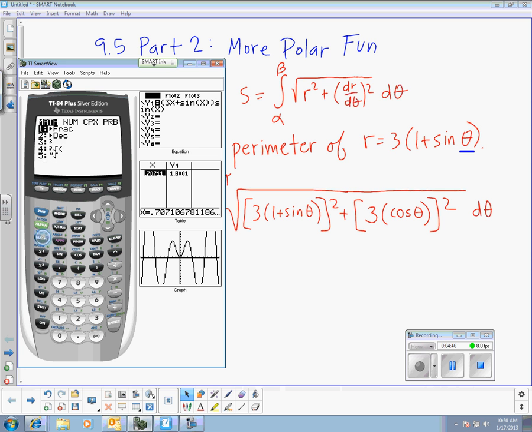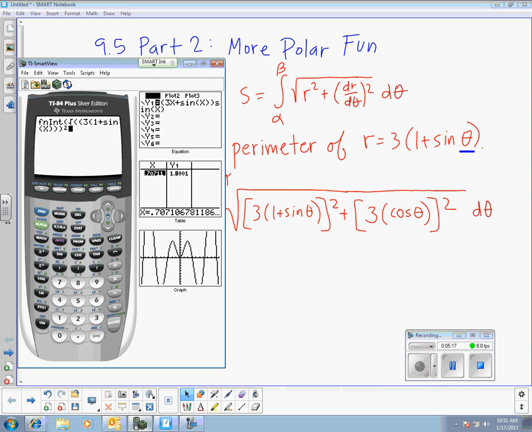So the way we integrate is math 9. I'm integrating a big square root. The first thing inside that square root is 3 times 1 plus sine of x, and a bunch of parentheses get opened up. That closes the sine, that closes the 1 plus, that closes the first thing to be squared, and then square that.